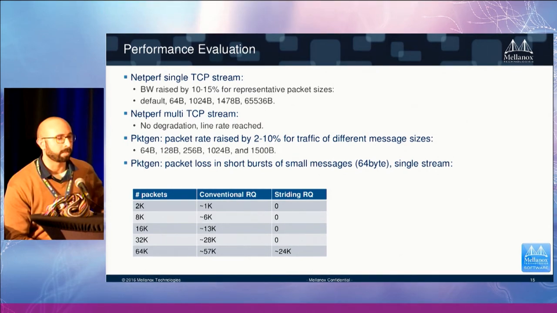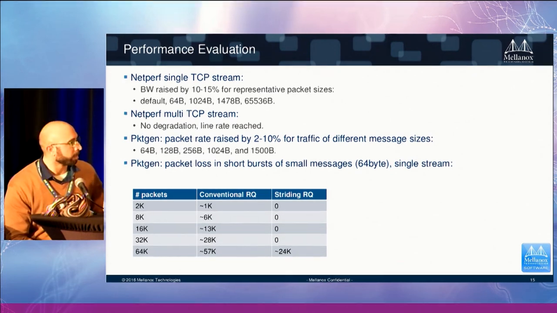With the conventional RQ, you could see drops starting even for a burst of 2K packets, talking about small packets. But with striding RQ, even for 32K packets we see no drops, only starting from 64K.